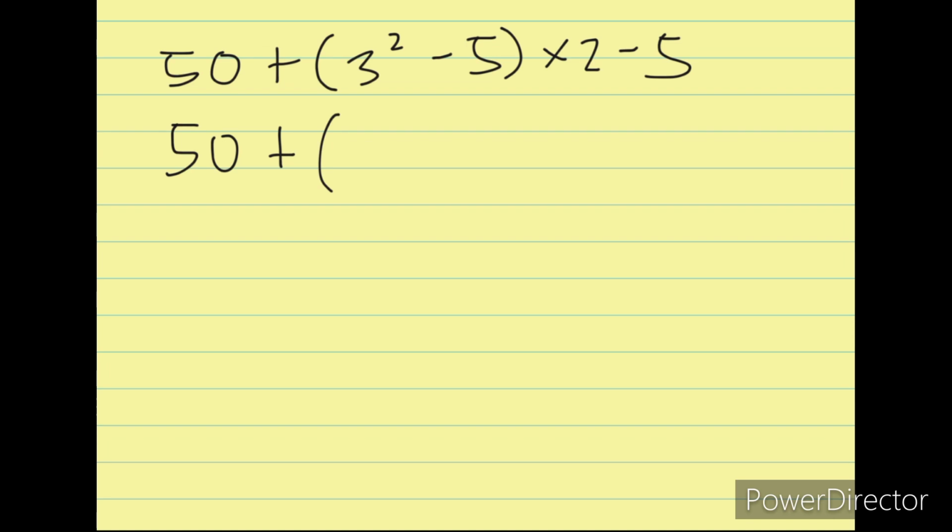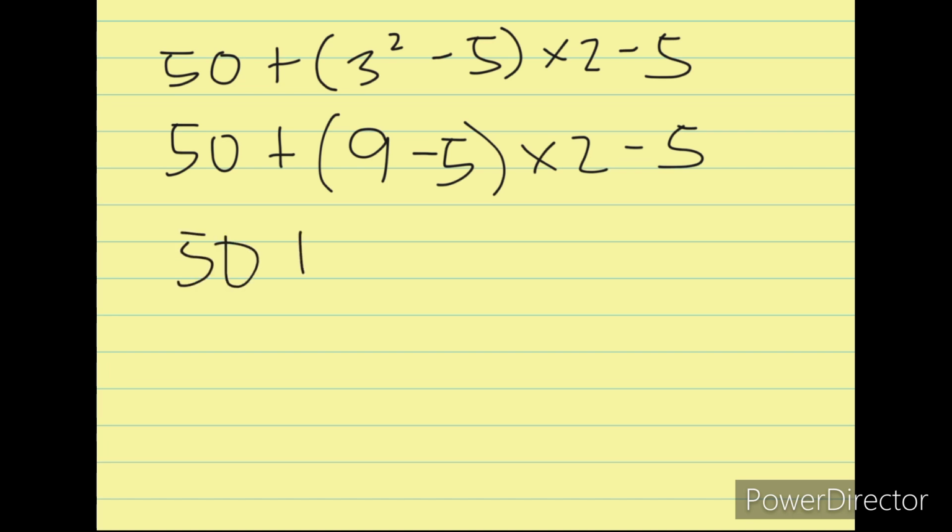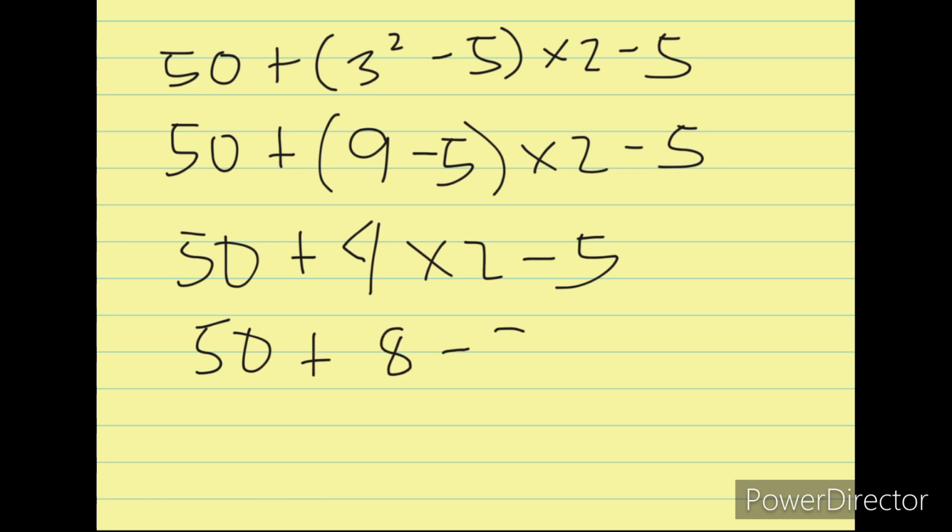So 3 squared is 9. Then minus 5 times 2 minus 5. Then 50 plus, or simplify inside the parentheses. So 9 minus 5, we have 4 times 2 minus 5. Next, after grouping, we have exponent. Since we've done the exponent, let's proceed to multiplication. So 50 plus 4 times 2 is 8 minus 5.